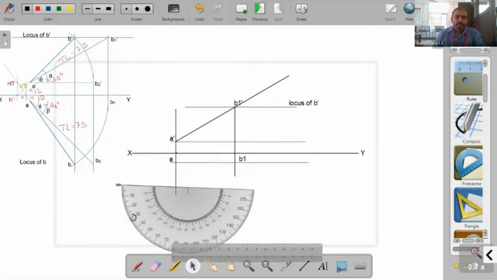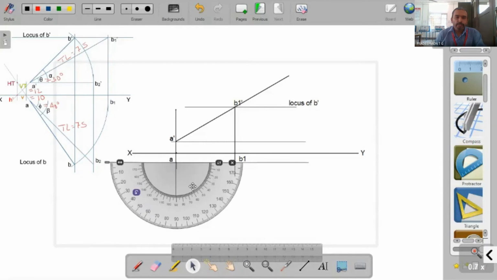So for that one we have to rotate it in the opposite direction, and from here mark an angle of 40 degree. Here the 40 degree is to be measured from here, so the inner marking is to be noted. Inner marking 10, 20, 30, 40. That is to be noted. And so it coincides with the 140 degree. So here is the 40 degree inclination.